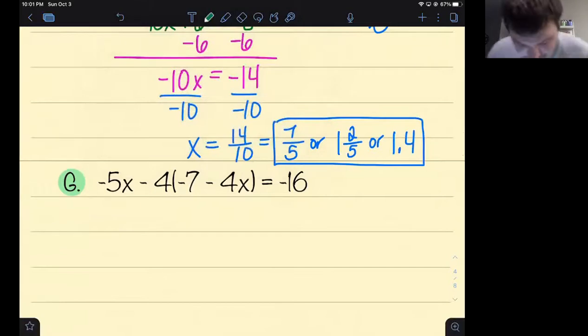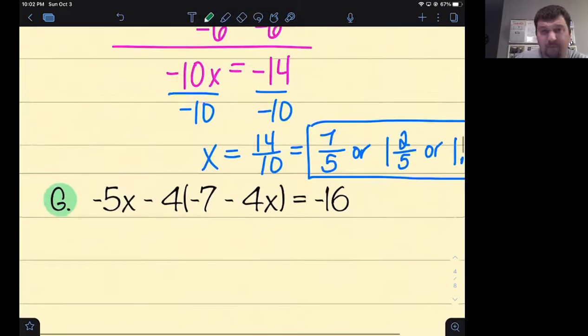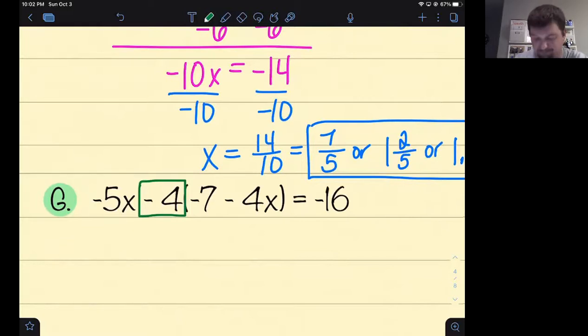Example G. -5x minus 4, parentheses -7 minus 4x equals -16. What number is in front of the parentheses? Maybe a trick question here. If you thought 4, then you'd be incorrect, because if you actually look, the term that's in front of the parentheses is a -4. Remember, the sign in front of the number belongs to that number.